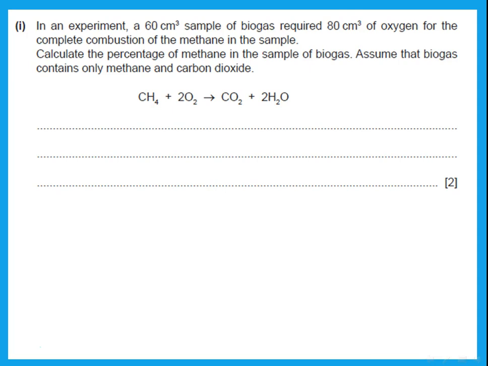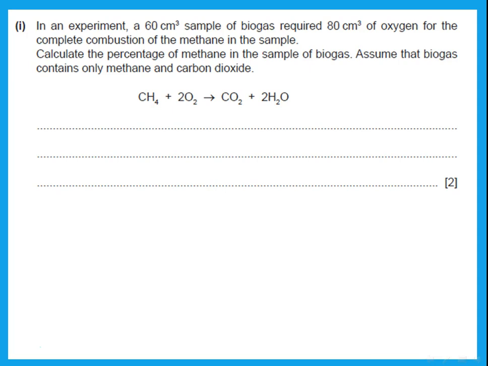So, biogas is a mixture of two gases, methane and carbon dioxide. Now, we're burning 60 cm³ of this mixture, and it required 80 cm³ of oxygen. Of course, only the methane will burn. The carbon dioxide will not burn. So I can relate the volumes of gases.